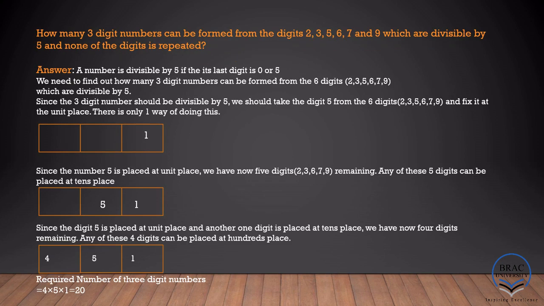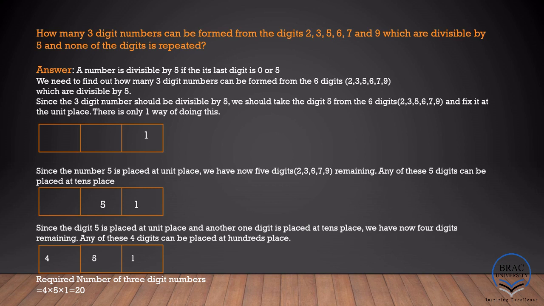Now comes the next problem. It says, how many ways can a 3-digit number be formed from the digits 2, 3, 5, 6, 7, which are divisible by 5, and none of the digits are repeated. Now we know a number is divisible by 5 if the last digit or unit digit is 0 or 5. So we have 3 places, and if we pick the last digit to be 0 or 5, we have to pick it from the number set given in the question, 2, 3, 5, 6, 7. So we have to pick the 5 from there.